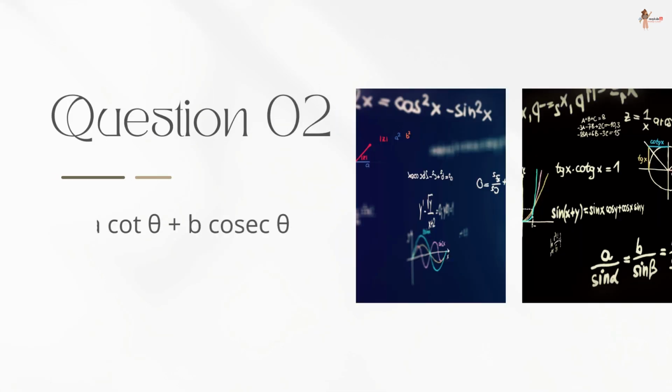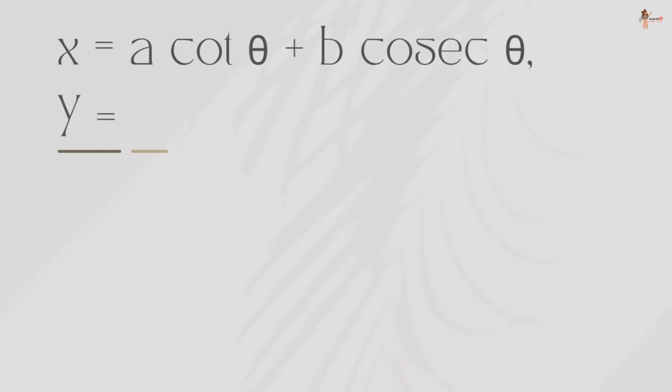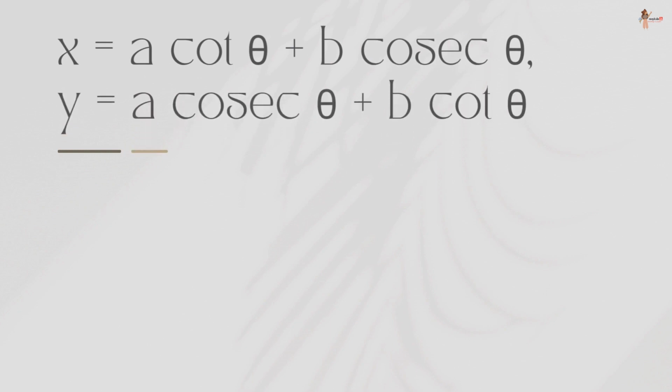Question 2 says x is equal to a cot theta plus b cosec theta and y is equal to a cosec theta plus b cot theta. Please note that in this question also we have the same trigonometric functions, that is cot theta and cosec theta. And we know the trigonometric identity around these two functions is cosec square theta minus cot square theta is equal to 1. Hence, we need squares of cosec and cot theta and then their difference.